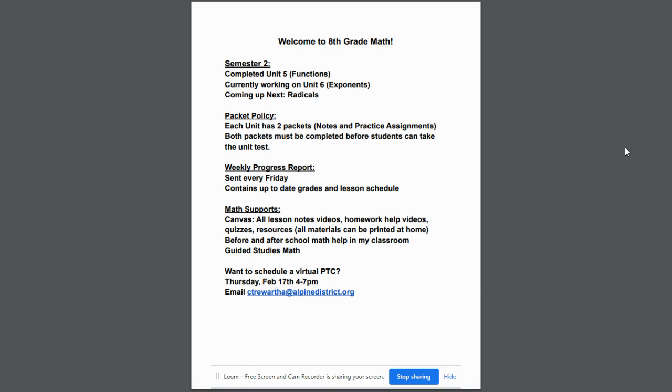And also the weekly progress report includes the lesson schedule. And so if your student is absent or if you know you're going to be gone, the student and you can know what lesson they would be doing that day if they were in school so that they can stay caught up.